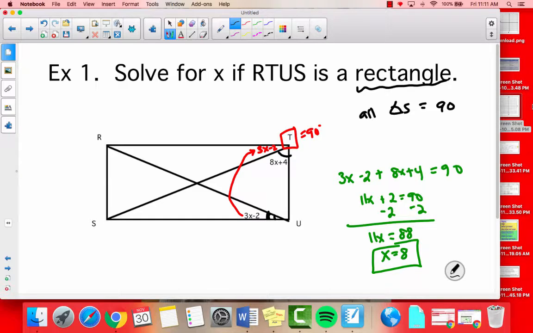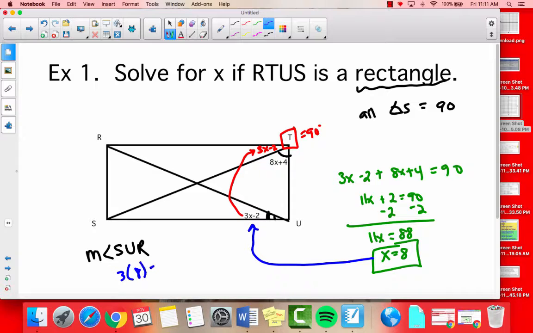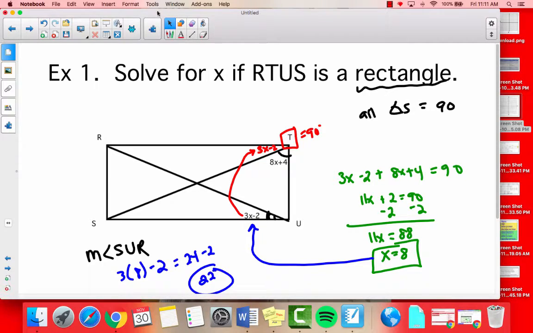Now, if they did ask you to find the measure of the angle, maybe they said find the measure of angle SUR, then all I'd have to do is take the value I found for x and plug it in here. So I'd have 3 times 8 minus 2, which gets us 24 minus 2, which is 22 degrees. And that'd be my final answer there. So just make sure you read whatever the problem's asking for. Make sure you answer all parts of the question.